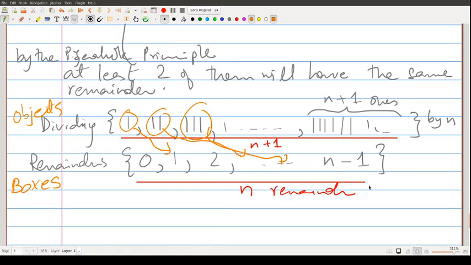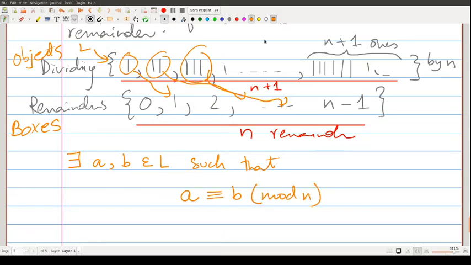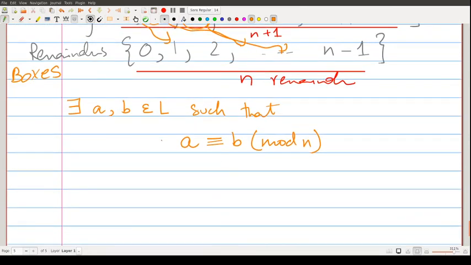Excellent. And at this point I will bring up another fact. So let's say now I know that there exist A and B. I'm going to call this list L. There exist A and B from list L such that A is congruent to B mod n. Does that make sense? B mod n is nothing but the remainder when it is divided by n. So A and B are congruent to each other. There are two such numbers in this list.